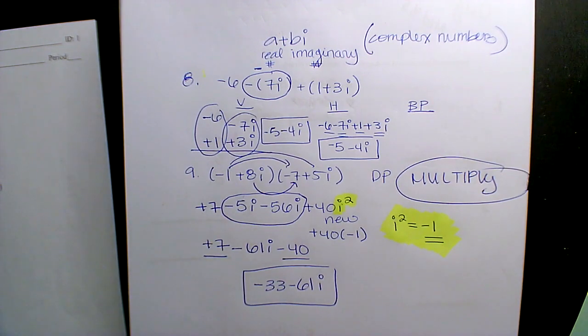So you're going to FOIL all the same, you're going to distribute all the same, but when you get to that i squared, you switch the sign of that coefficient because it's a multiplication by -1.